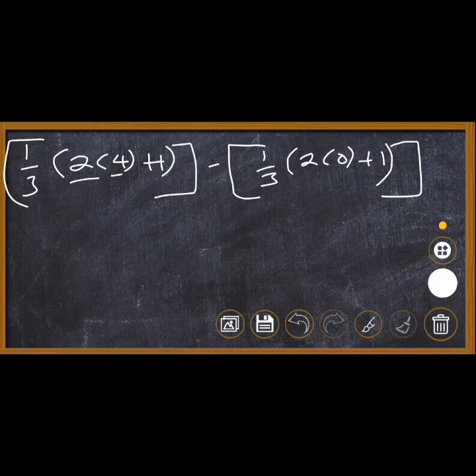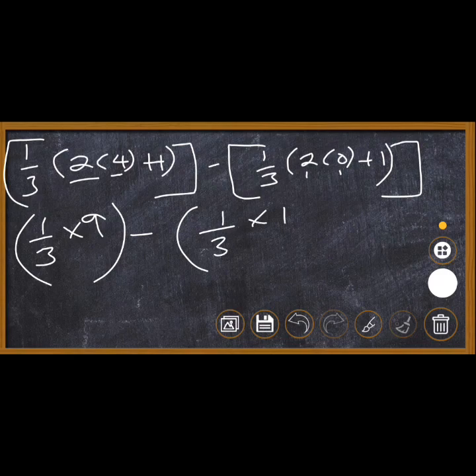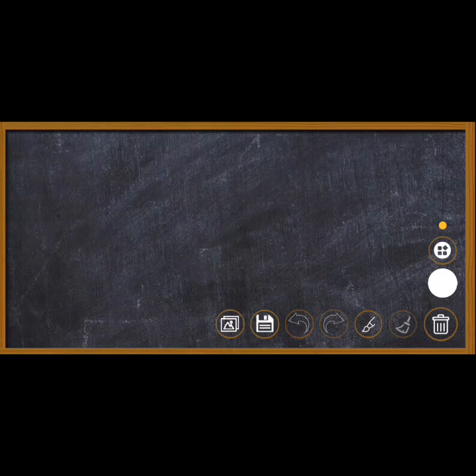2 multiplied by 4 is 8. 8 plus 1 is 9. So we are going to have 1 over 3 multiplied by 9. Then we subtract 1 over 3. 2 multiplied by 0 is 0. 0 plus 1 is just 1. Then we are going to have here 1 over 3 multiplied by 1. So let's simplify this. We know that 3 into 9 is 3, minus 1 over 3. So we have 3 minus 1 over 3.